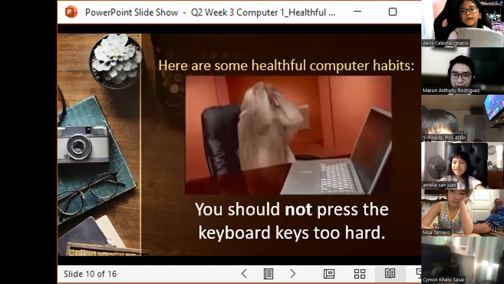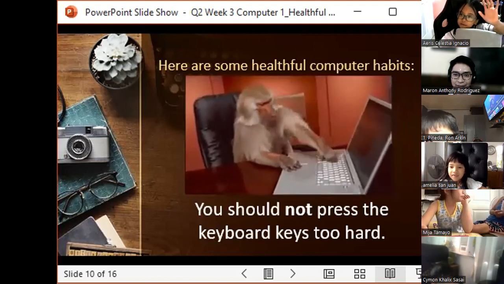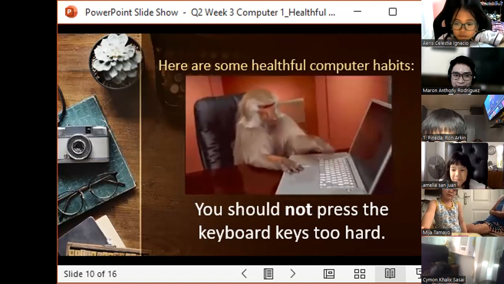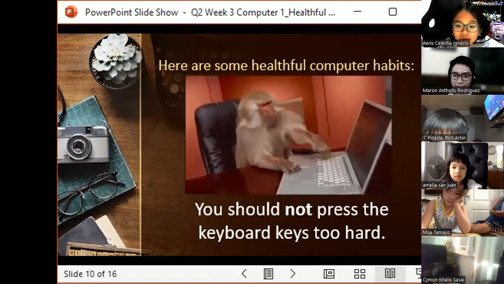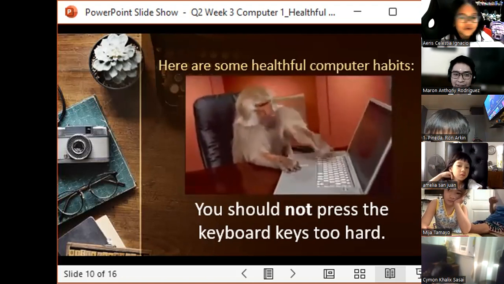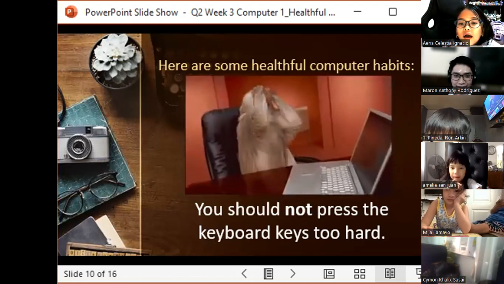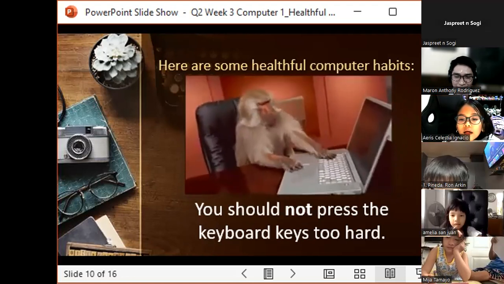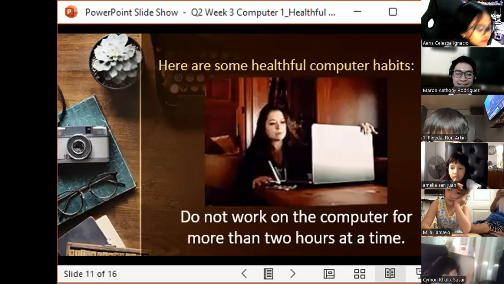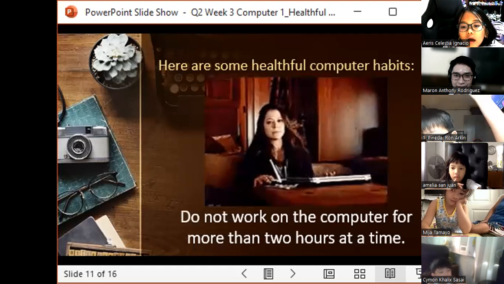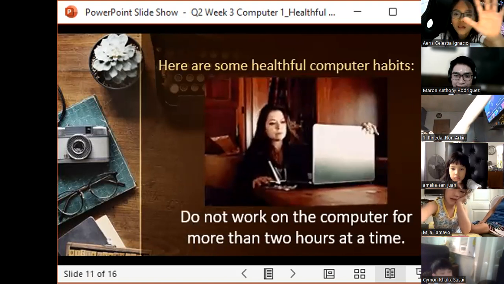Okay? And next one, eto. Ano yan? Kindly read. Sige, Lucio. You should not press the keyboard keys too hard. Okay, in short, do not be like this monkey. Okay? Who's pressing the keyboards too hard kasi parang sira yung computer niya. Okay? Alright. And, eto, ano sabi dito? Kindly read, Amelia.